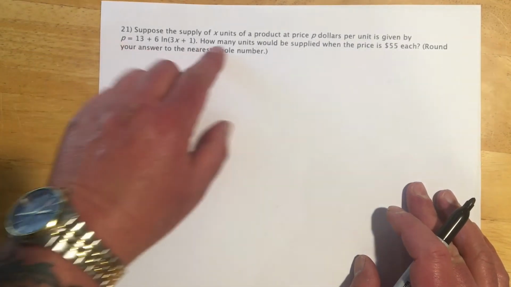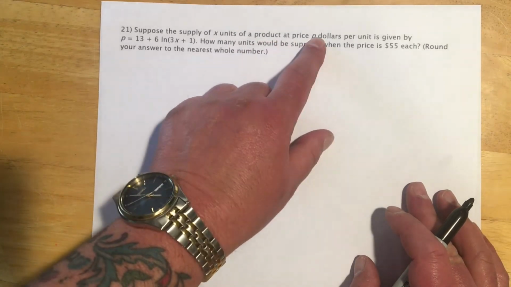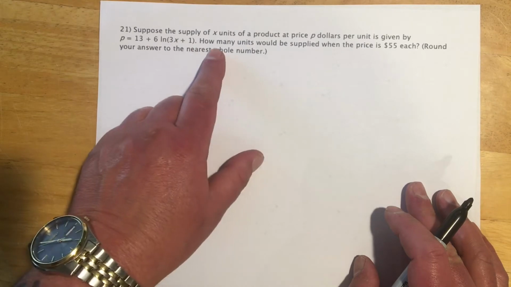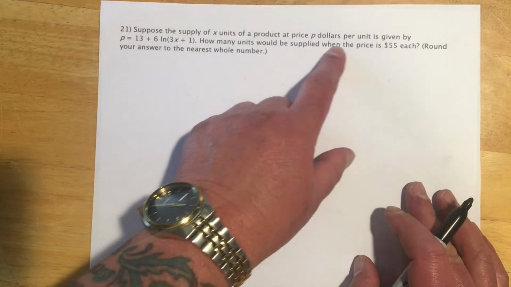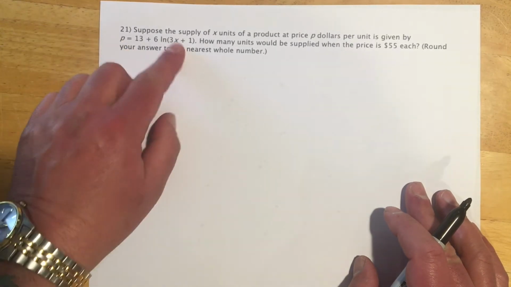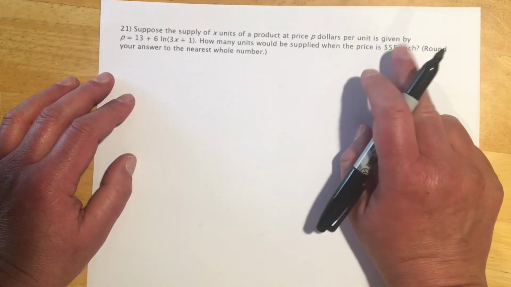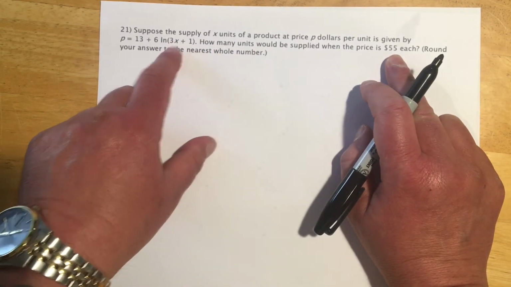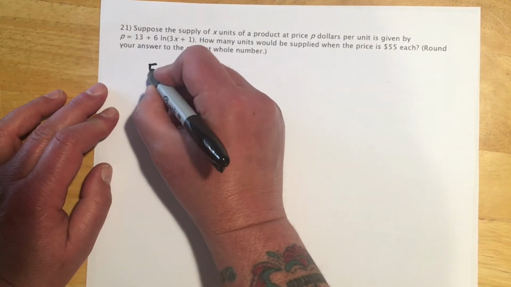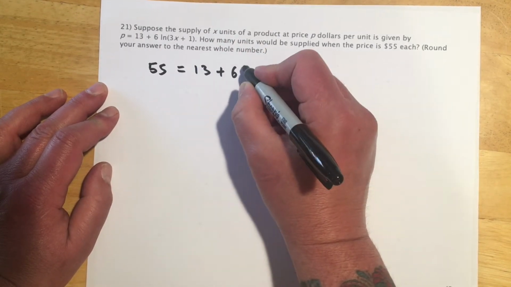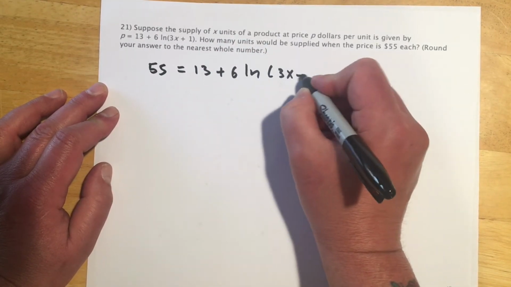21, suppose the supply of x units of a product at price P per unit is given by P equals this. How many units would need to be supplied when the price is $55? So price was our output, units is our input. They're giving us price, so that means we're solving for how many units, we're solving for x. So just put the 55 in for P, and that equals 13 plus 6 ln(3x plus 1).